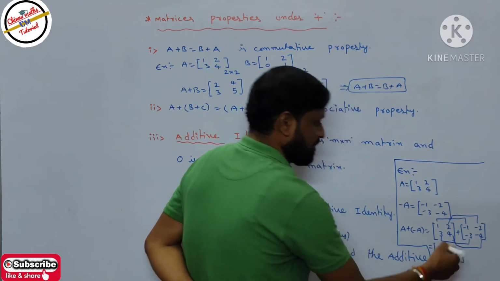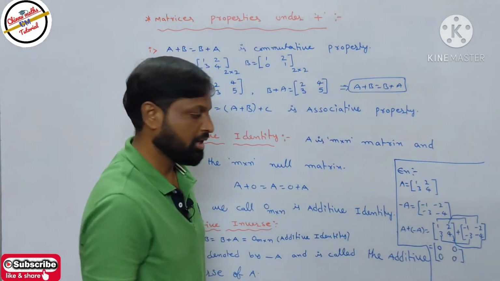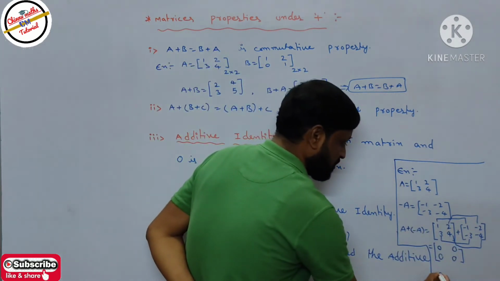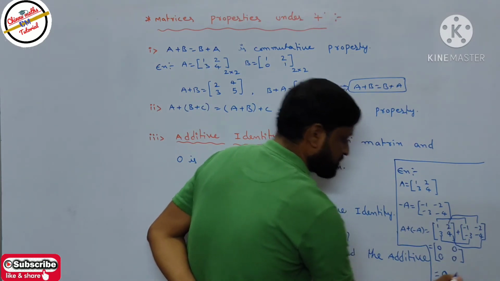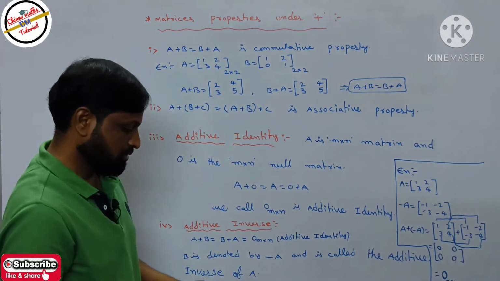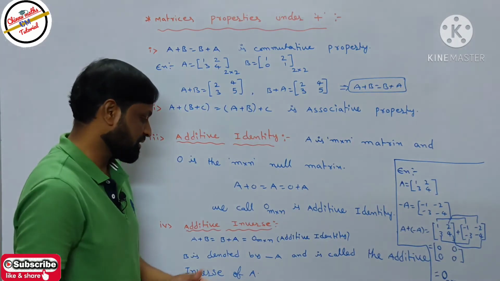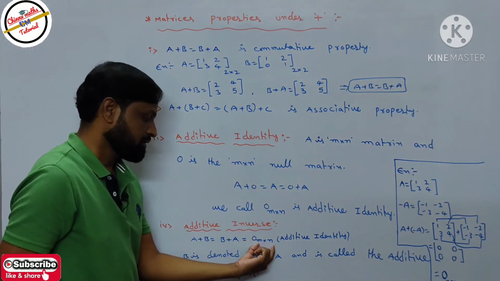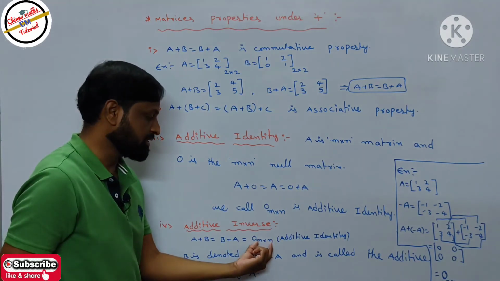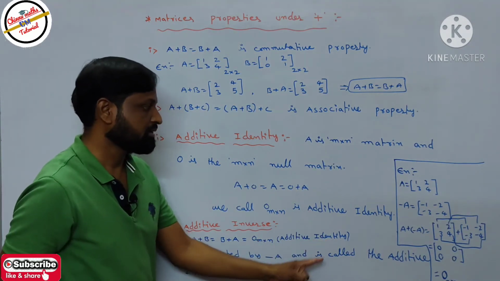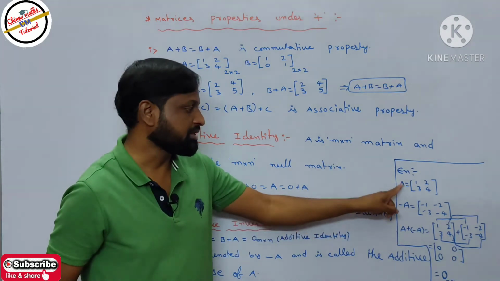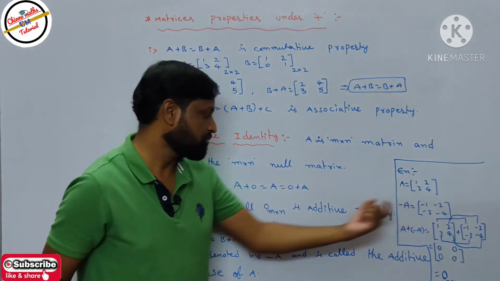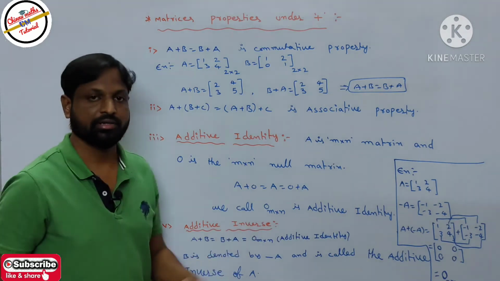What do we get? All elements are 0, which is denoted by O. The order is 2 by 2, so that is the null matrix. So the sum of the two matrices is a null matrix, and this gives the additive inverse. Then minus A is called the additive inverse of the matrix A. This is the example for the additive inverse of a matrix.